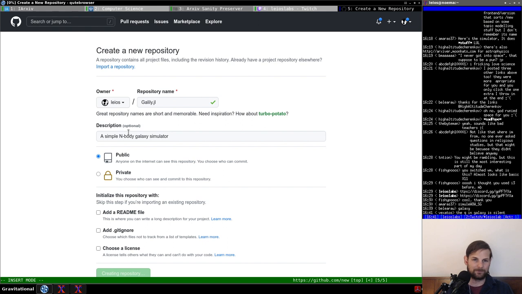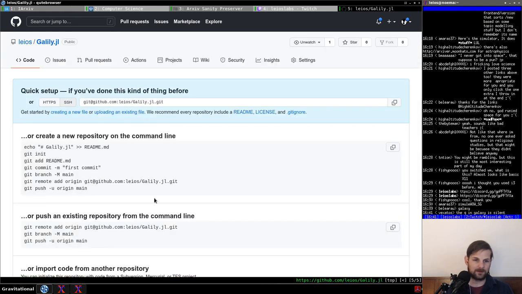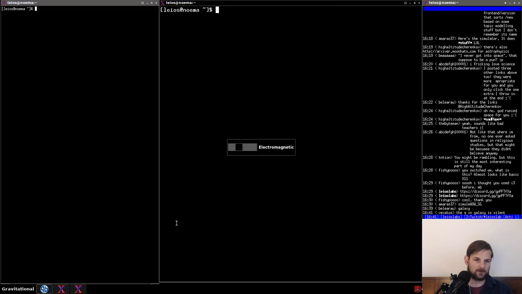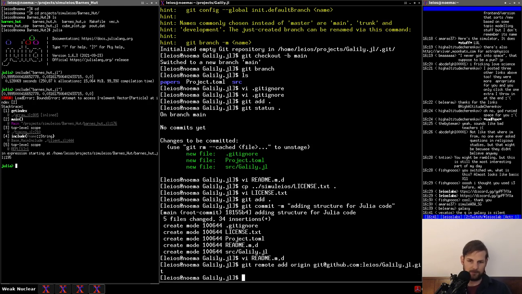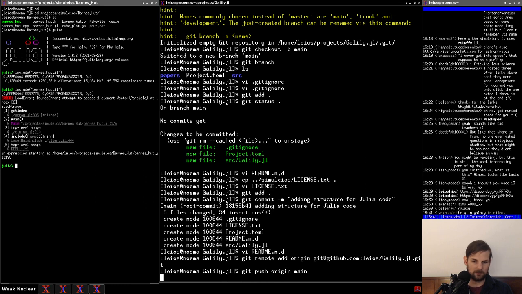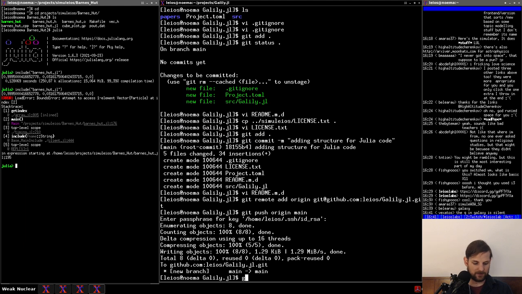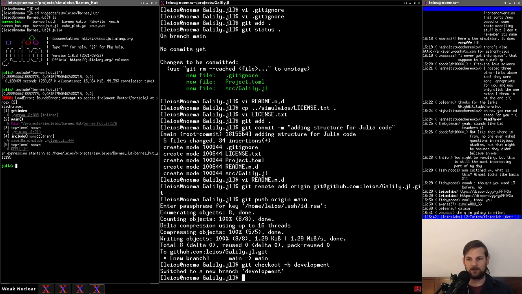Public, create repository. Then we're going to add the remote. So git remote add origin. This guy should be fine. Perfect. Quit. There you go. Now I should just be able to git push origin main. That should be it. Then I should be able to git checkout -b development. Okay, and I don't know why, but I always get in the habit of doing all my development on a development branch.